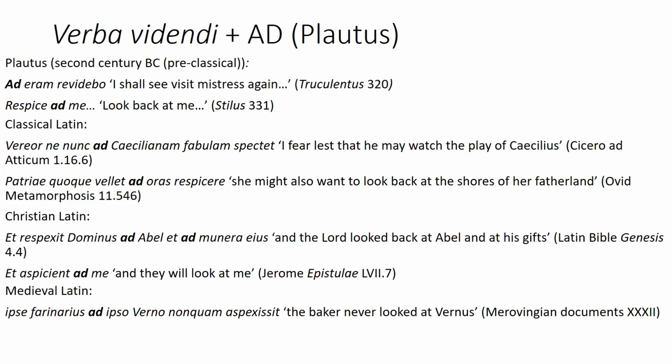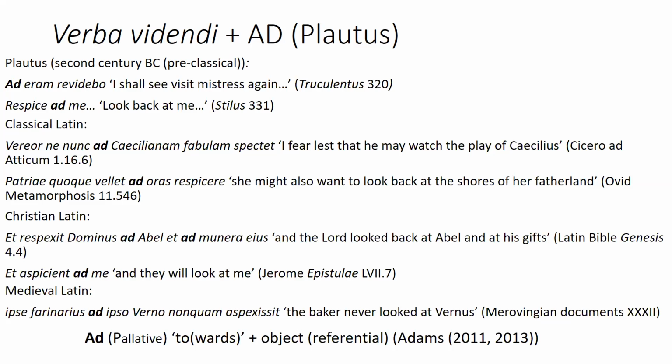So in the famous Merovingian documents, we get examples like this: ad ipso verbum numquam aspexisset. So this construction is actually found throughout the history of Romance, which makes it a very important construction for our purposes.